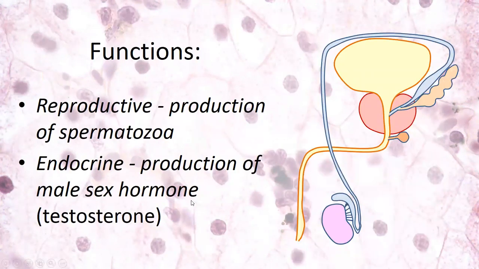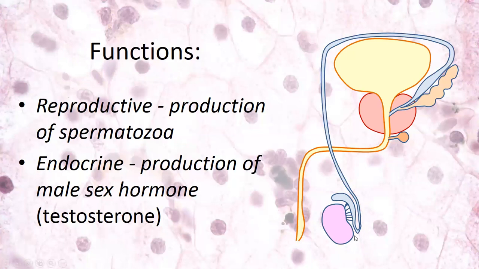There are two groups of functions of the organs of the male reproductive system: reproductive and endocrine functions. Reproductive function is the main function and includes production of spermatozoa, the male gametes, which are necessary for fertilization and reproduction. The male reproductive system also provides endocrine function, the production of the male sex hormone testosterone. There is a group of androgens, and the main male hormone is known as testosterone. Both functions are provided by the testes.